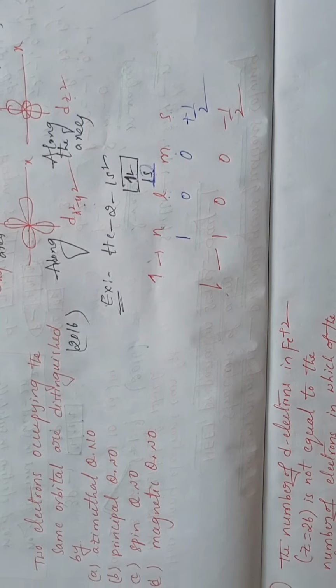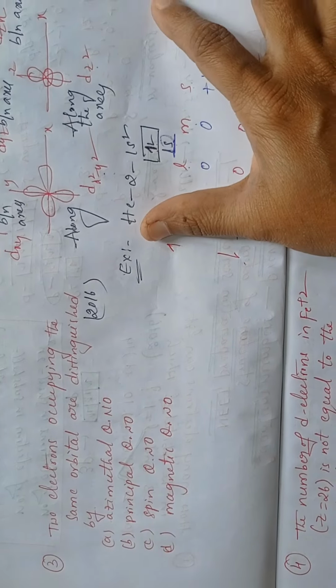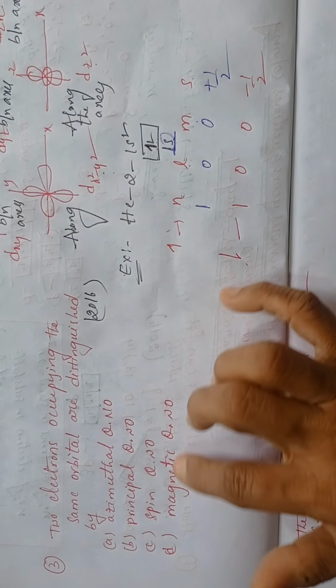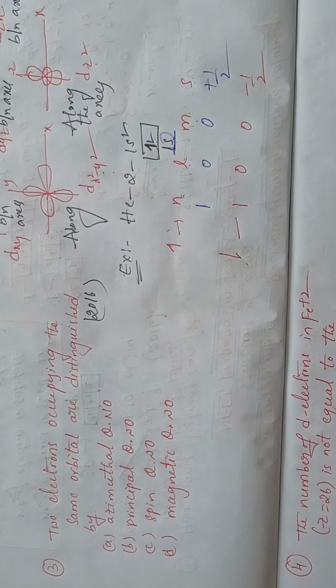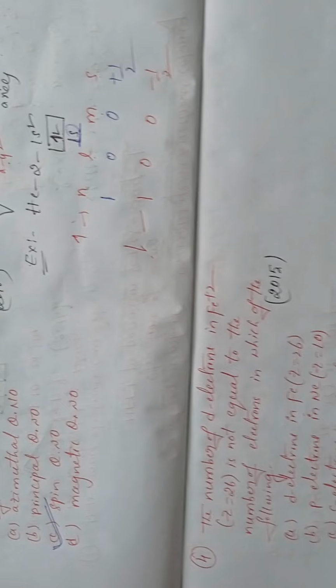Are you clear? So what is the question? 2 electrons occupying the same orbital are distinguished by the azimuthal quantum number, principal quantum number, spin quantum number, or magnetic quantum number. What is the answer? The spin quantum number differs. Are you clear? This is the second question.